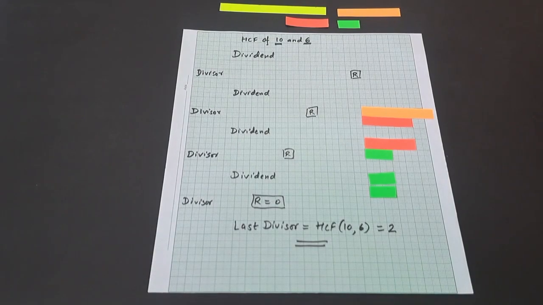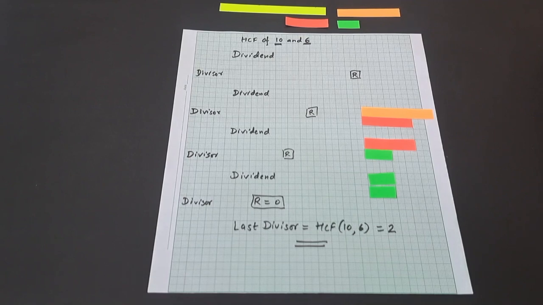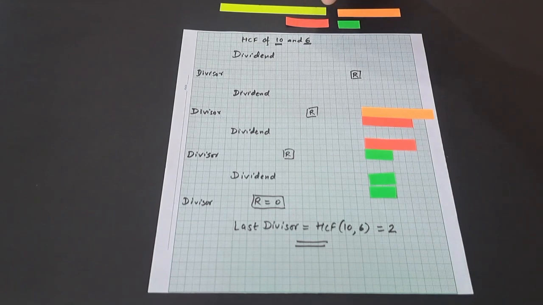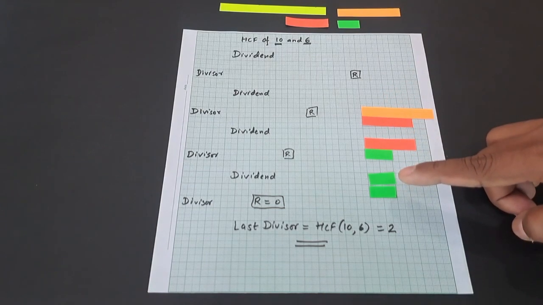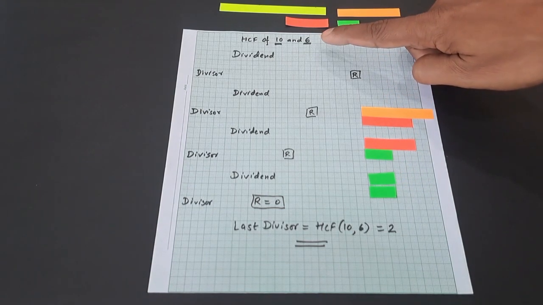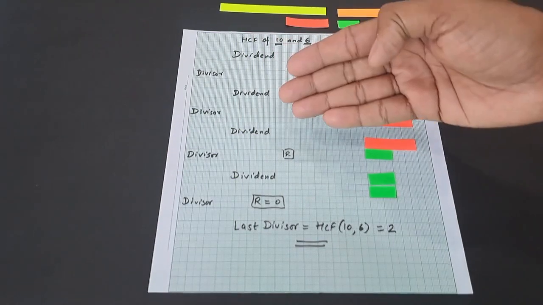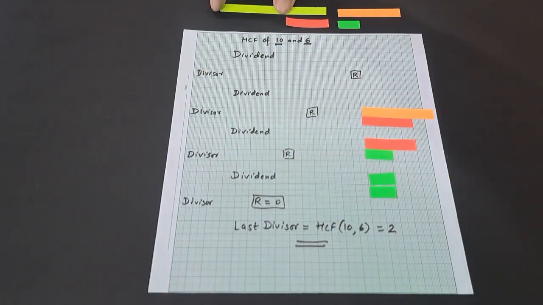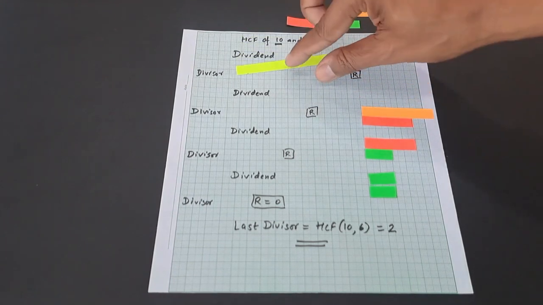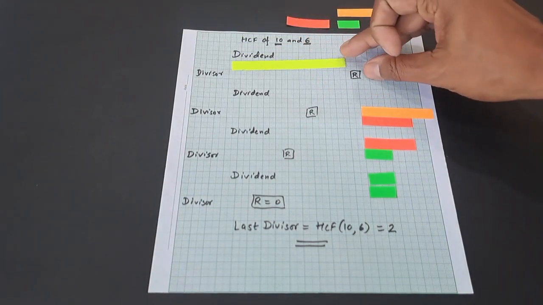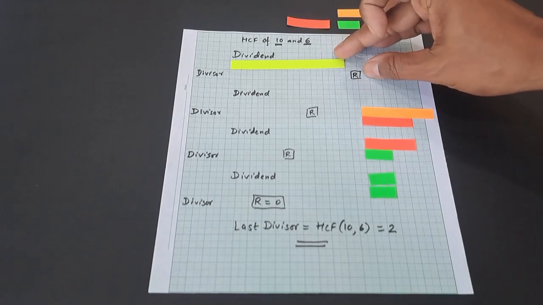So as you can see in this experiment, we have cut some paper strips. This is of length 10 centimeter, this is 6 centimeter, this is 4 centimeter, and this is 2 centimeter. We require many strips like this because we are trying to find the HCF of 10 and 6, which involves use of multiple steps. So in the first step, we'll be taking up the 10 centimeter strip and we will be putting it here. You can see on the graph sheet exactly 10 centimeter length.